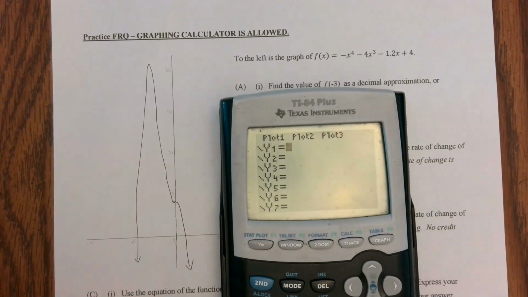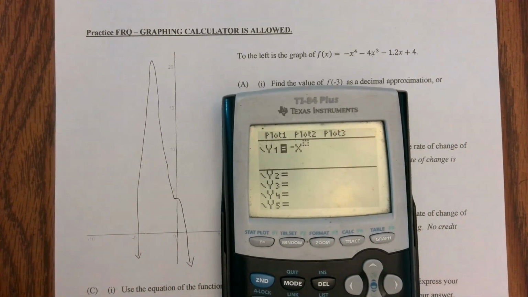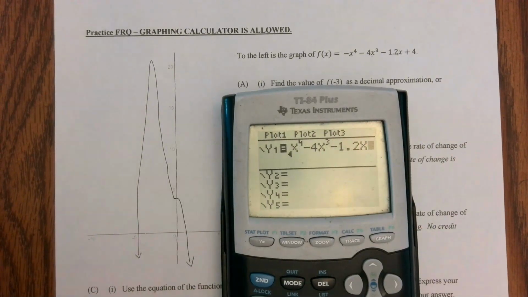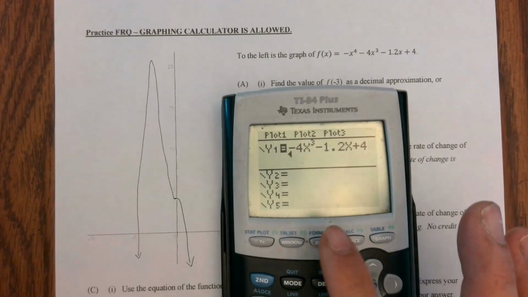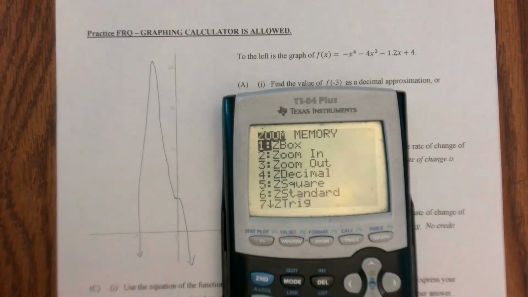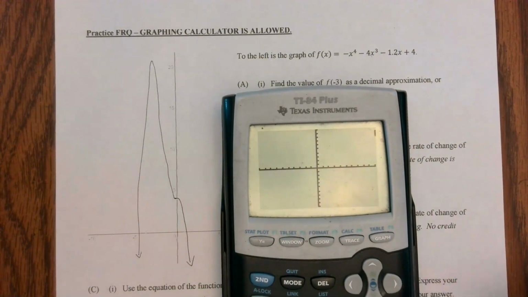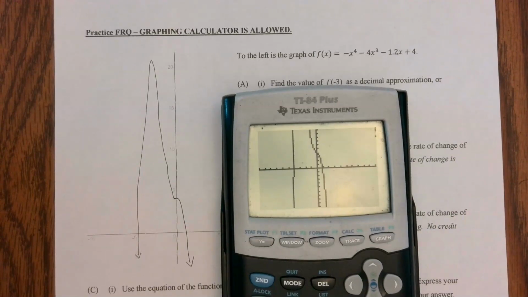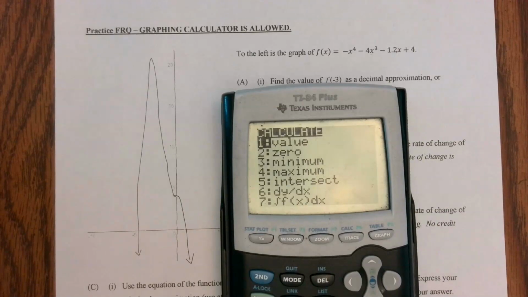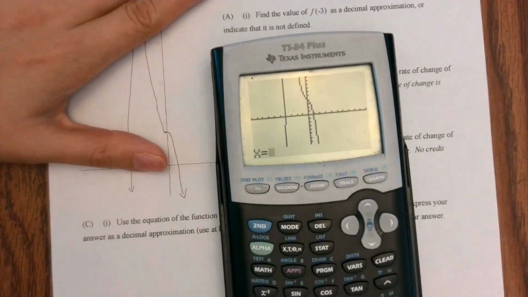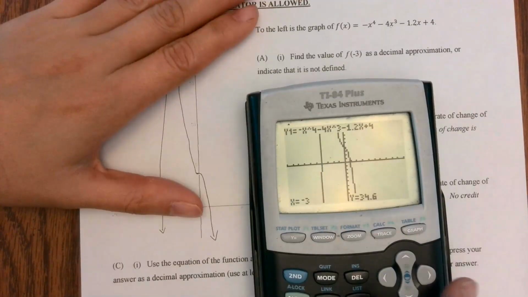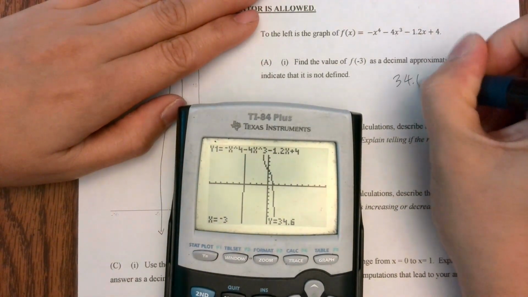So negative x to the 4th power minus 4x cubed minus 1.2x plus 4. Obviously not the whole thing's coming in. That's okay. I'm going to do second calc, value, negative 3. Hit enter. So the y value is 34.6.